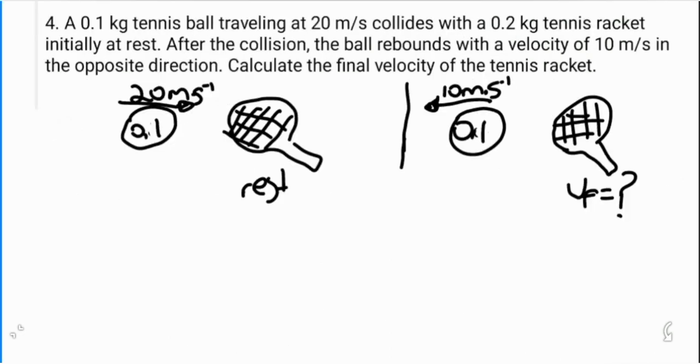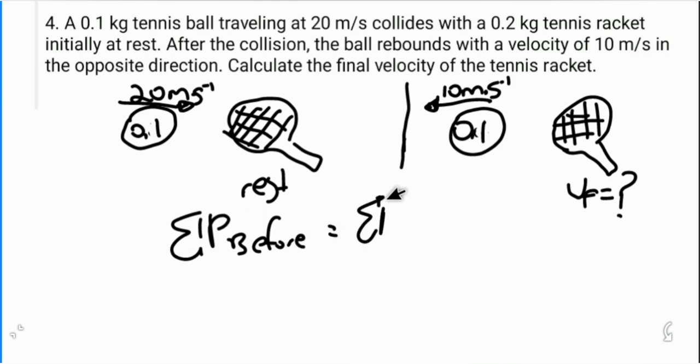Number 4, a 0.1 kg tennis ball traveling at 20 meters per second collides with a 0.2 kg tennis racket initially at rest. After the collision, the ball rebounds with a velocity of 10 meters per second in the opposite direction. Calculate the final velocity of the tennis racket. Now, remember, the sum of momentum before collision will be equal to the sum of momentum after collision.